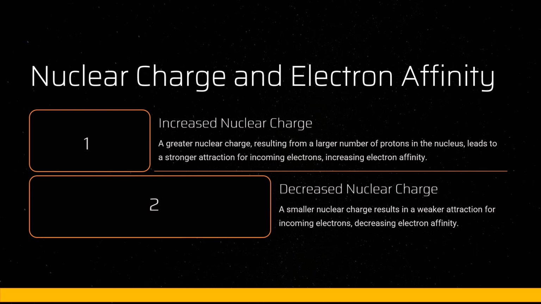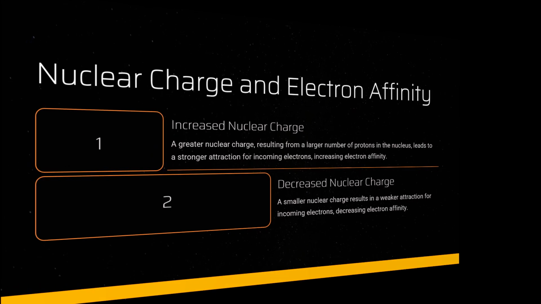This weaker pull on incoming electrons results in a lower electron affinity, as the atom struggles to keep the incoming electron bound tightly. So, whether it's a high or low nuclear charge, this fundamental property is a key factor in determining how atoms interact with electrons, and ultimately, how they bond with other atoms in chemical reactions.